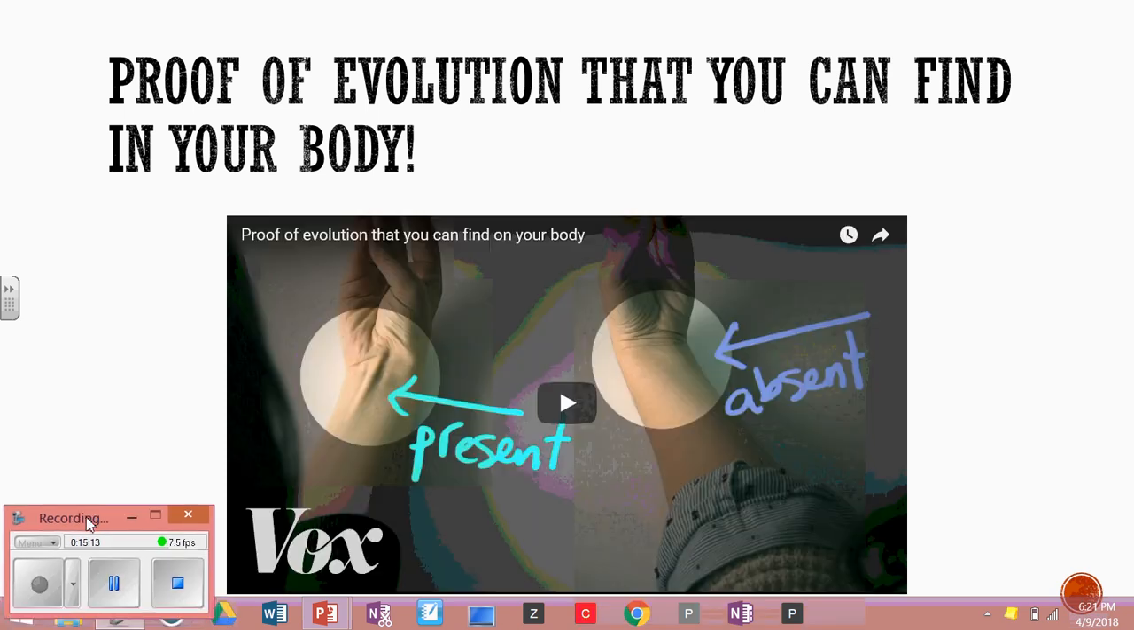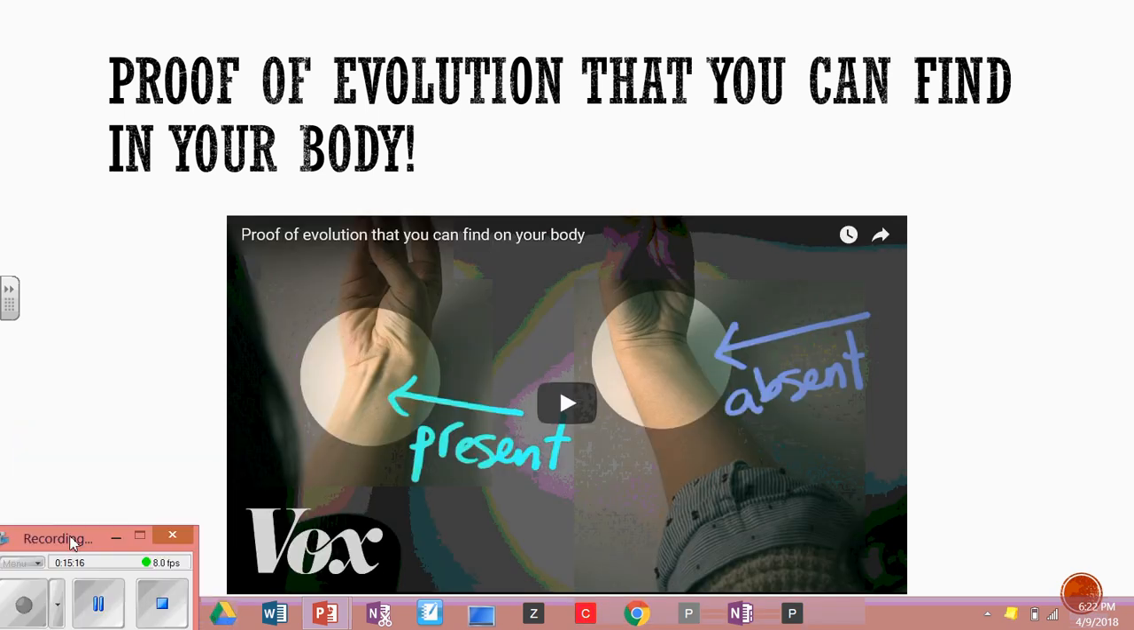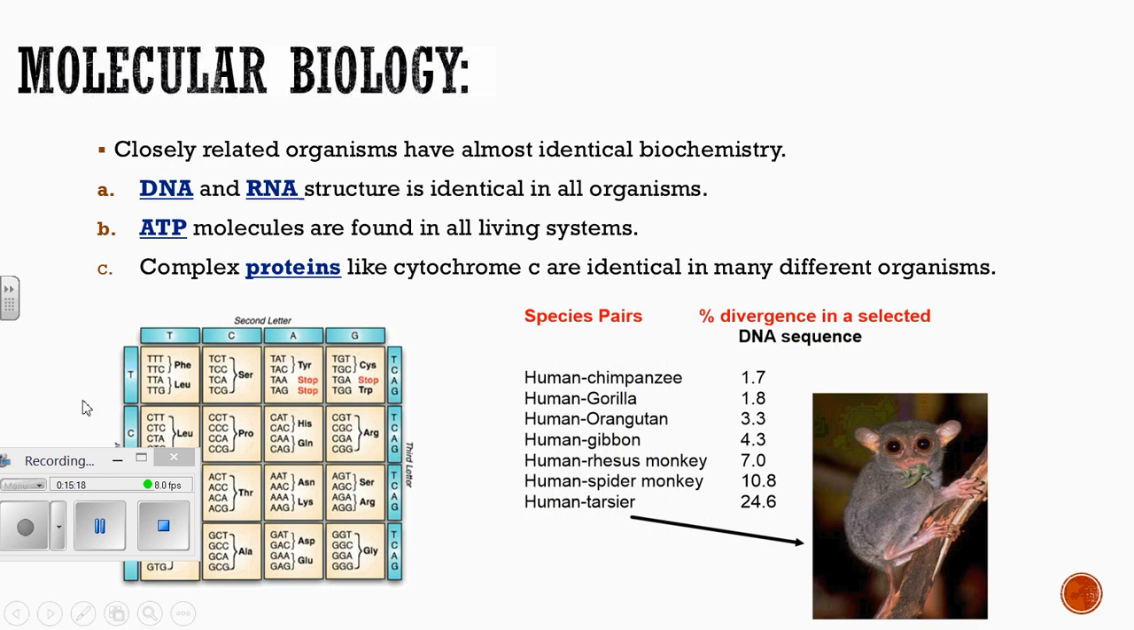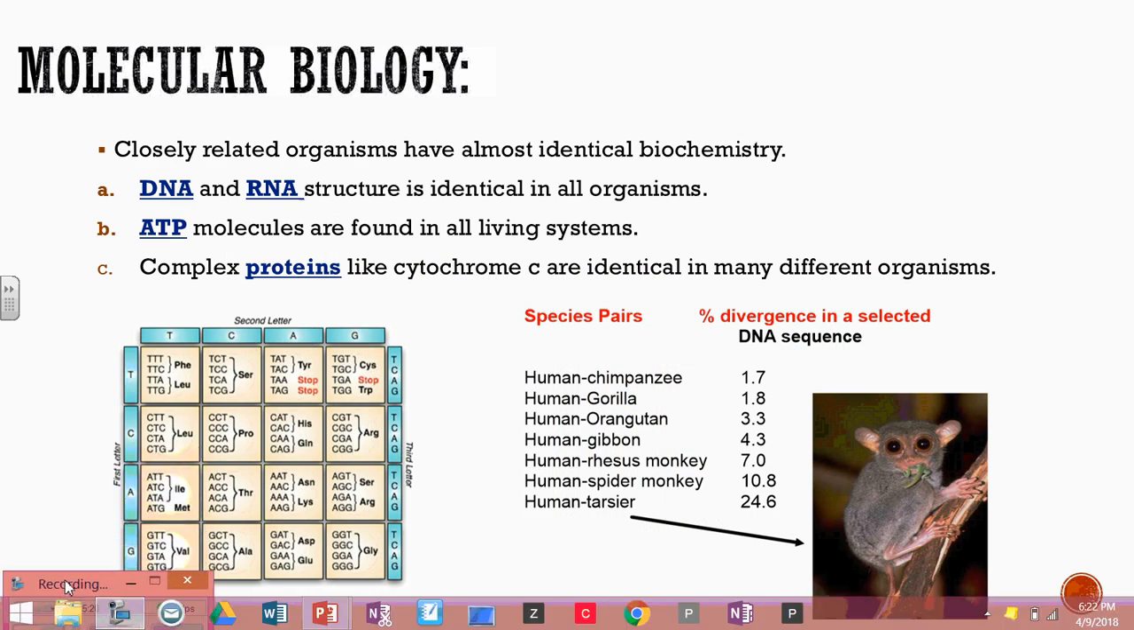Okay. I do believe we have one last evidence of evolution to talk about, and that is molecular biology or biochemistry. So when you're studying the molecules that make up living things, scientists find that all of these things are incredibly similar on Earth, showing that all of Earth's organisms share a common ancestry. Almost identical biochemistry.